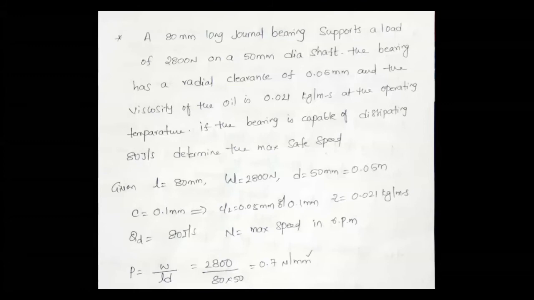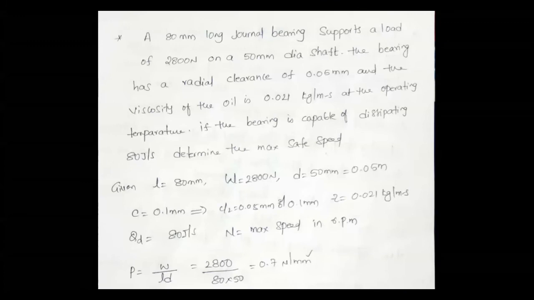And the Z value: viscosity is 0.021 kg per meter second. The amount of heat dissipated is 80 joules per second. The amount of heat dissipated means the Qd value.